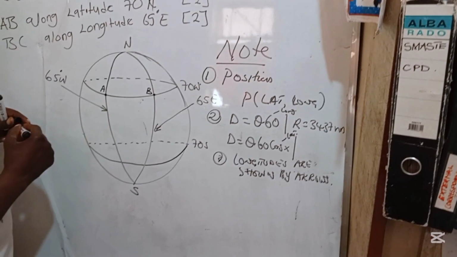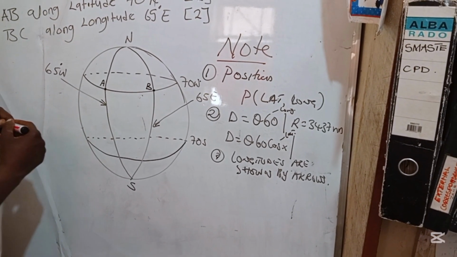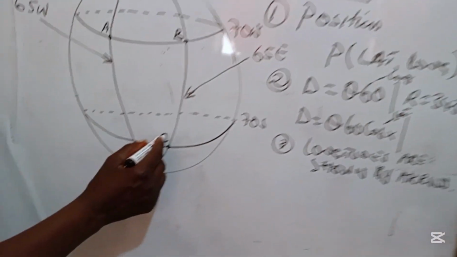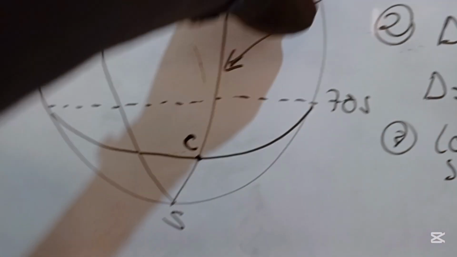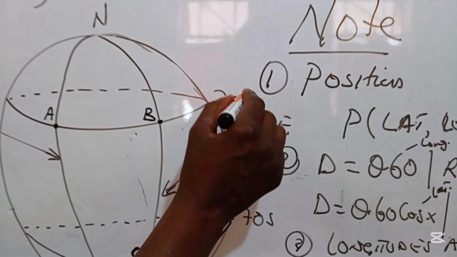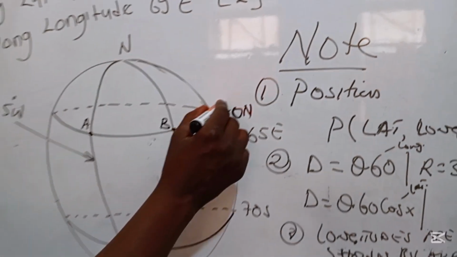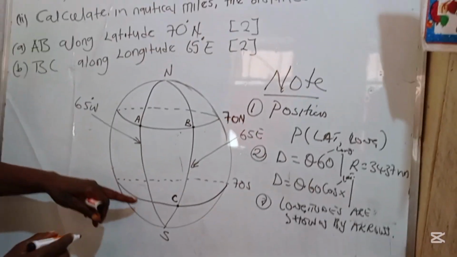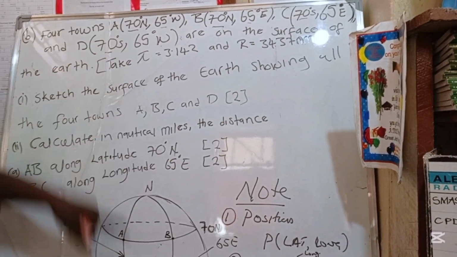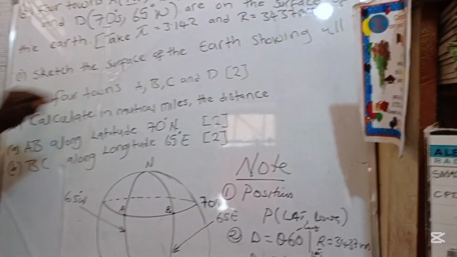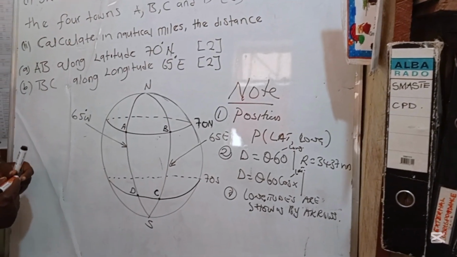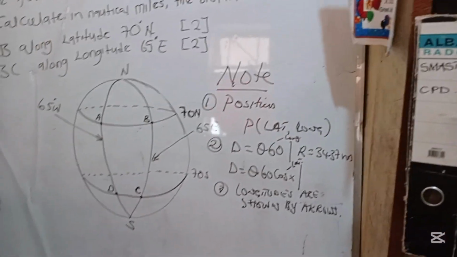What else? I can see 70 south. That is my C, and of course 65 east. So this is my C. I can see another one, which is D, which is 70 south. Mind you, this is 70 north. Now I can see another one, D, latitude 70 south, which is here. And then we have the 65. So this is my D. Ladies and gentlemen, I feel these are the points which they have asked us, and this is the earth they have sketched.